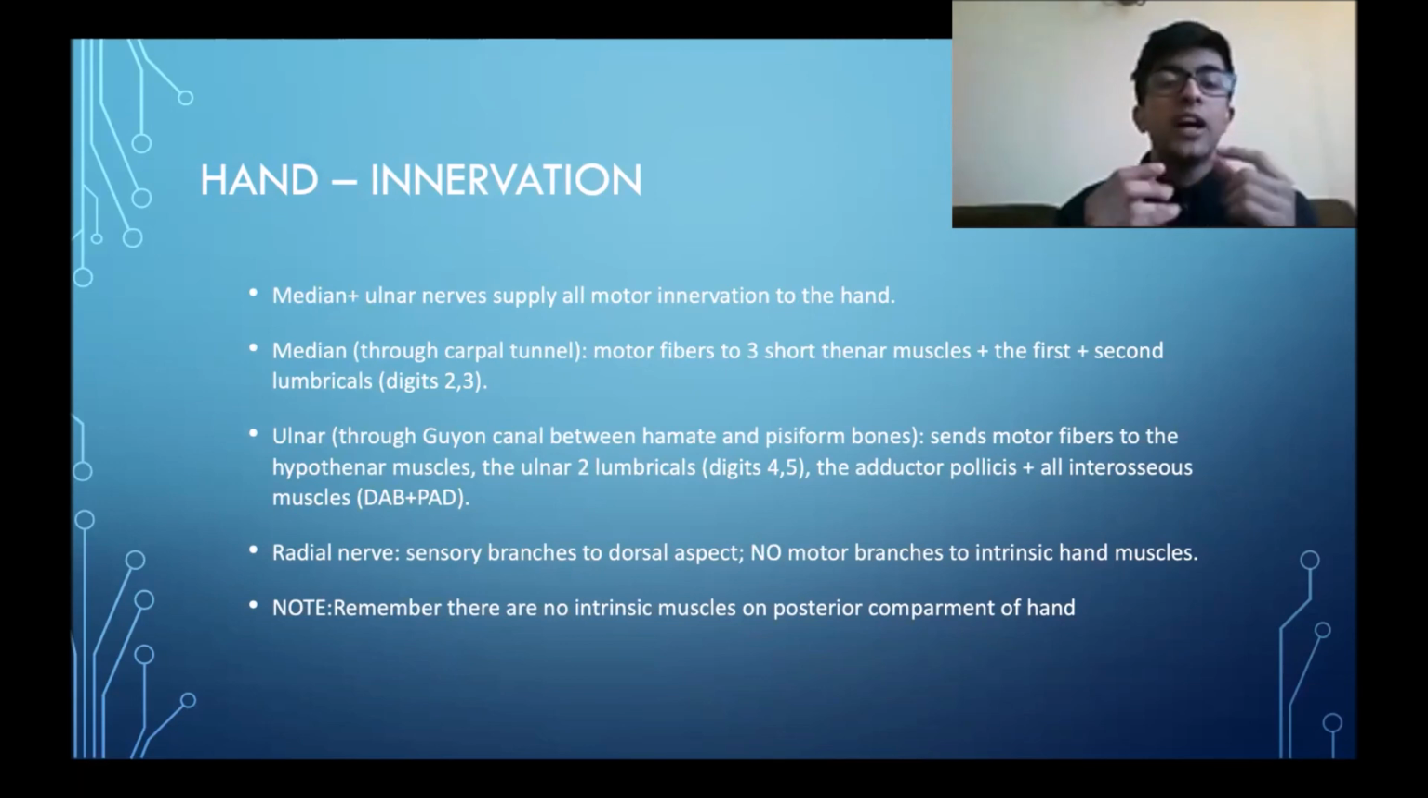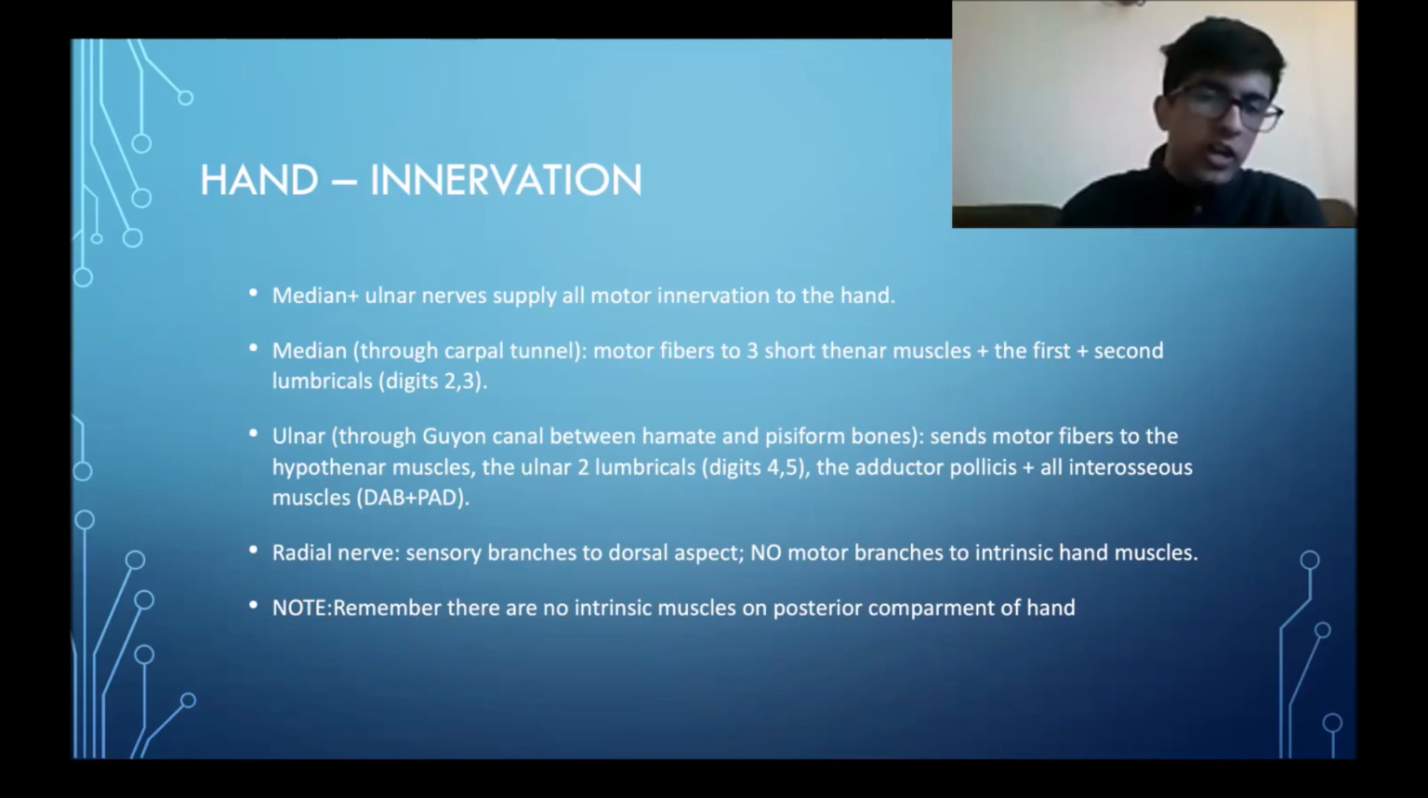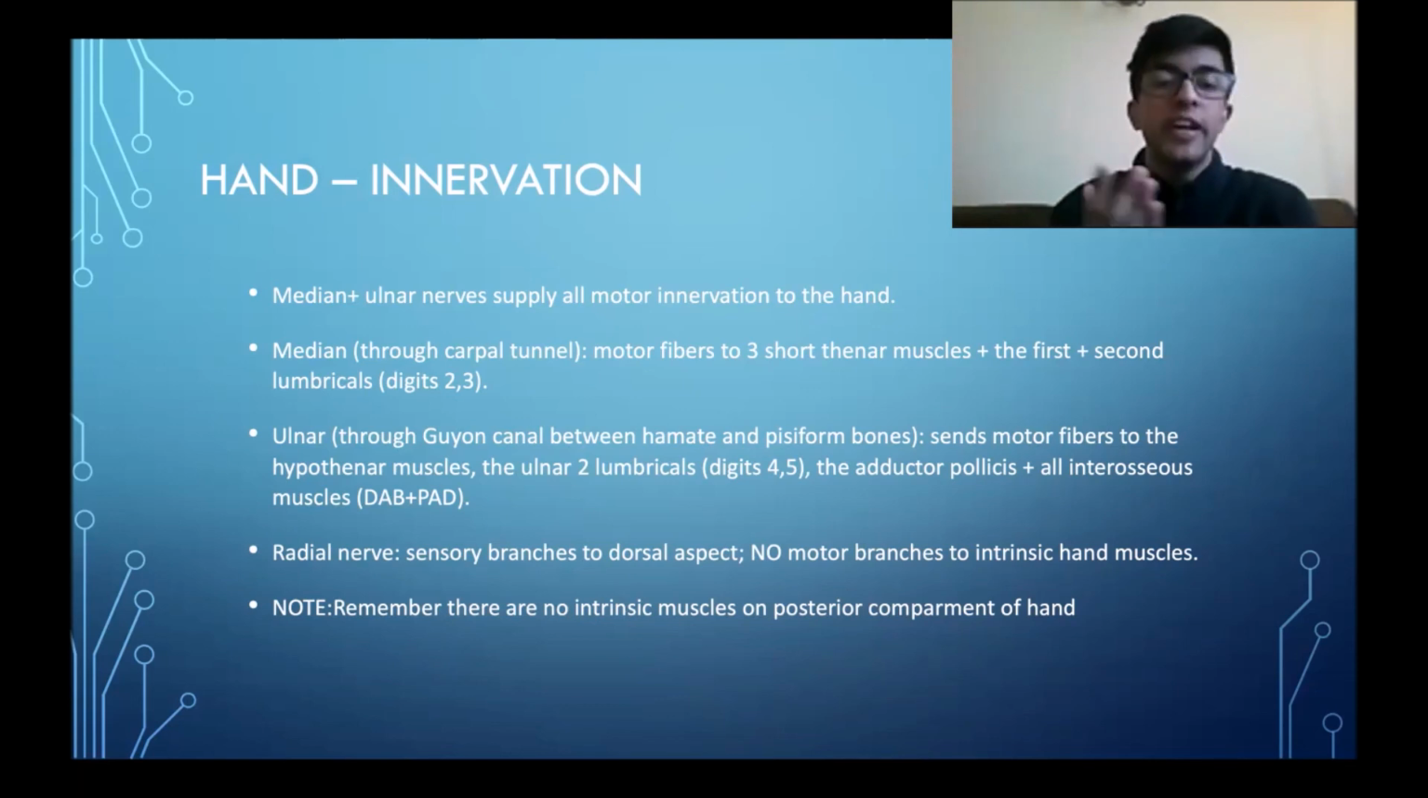The radial nerve actually sends sensory branches to the dorsal aspect. There are no motor branches to the intrinsic hand muscles. So the radial nerve has no motor branches, meaning it doesn't actually contribute to contraction, it contributes to sensation and sensory input. There are no intrinsic muscles in the posterior compartment of the hand. Just remember that. Next slide, please.